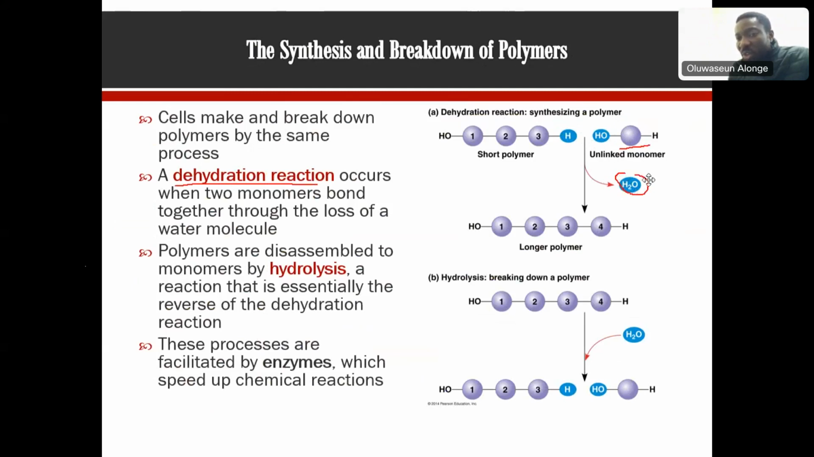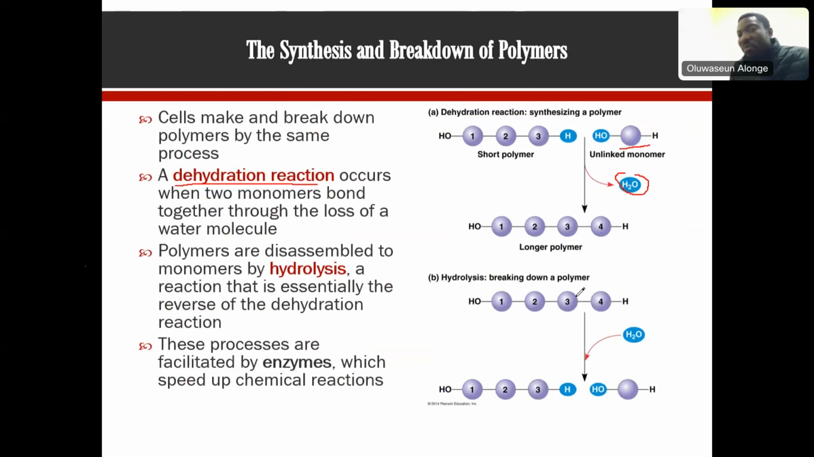Now the water molecule will be removed, and then they are going to form a larger molecule. That's why it's called dehydration, removal of a water molecule. So a dehydration reaction is removal of a water molecule to form a bond. Again, removal of a water molecule to form a bond.